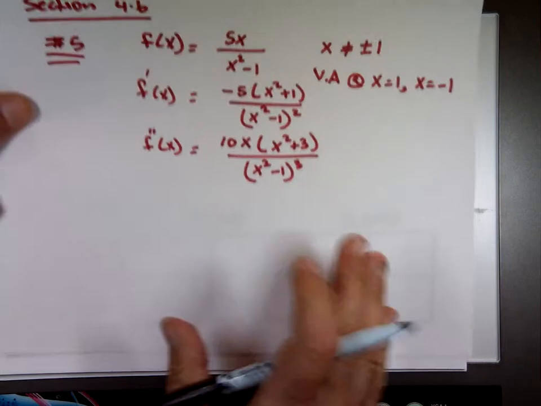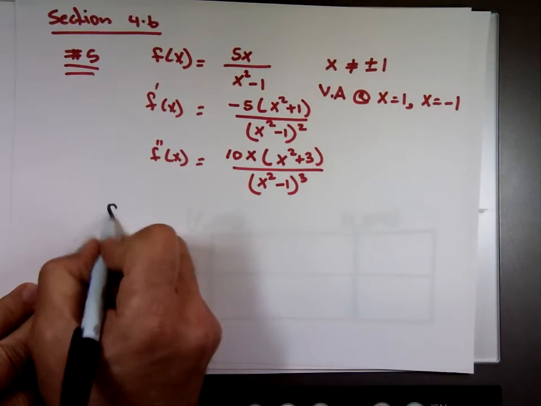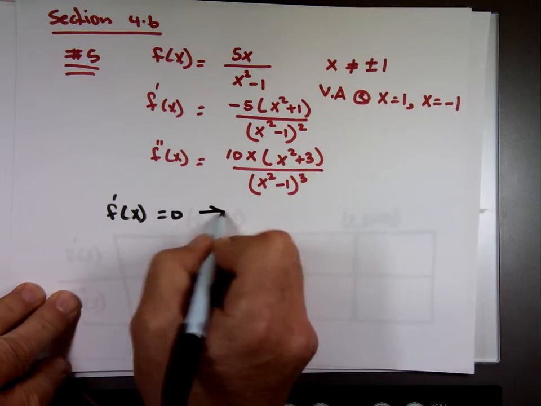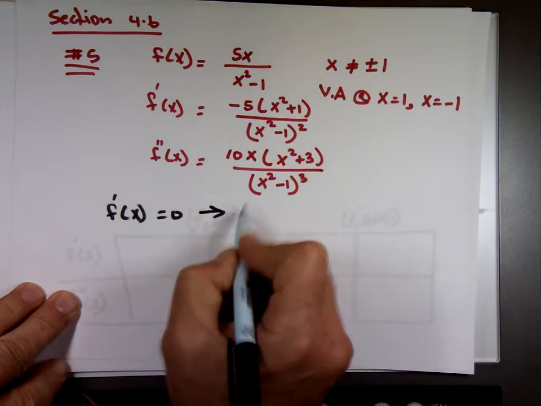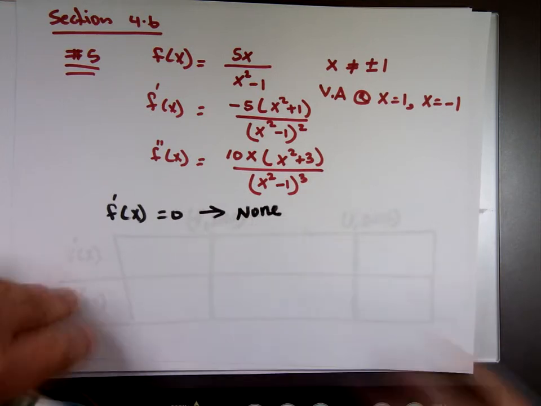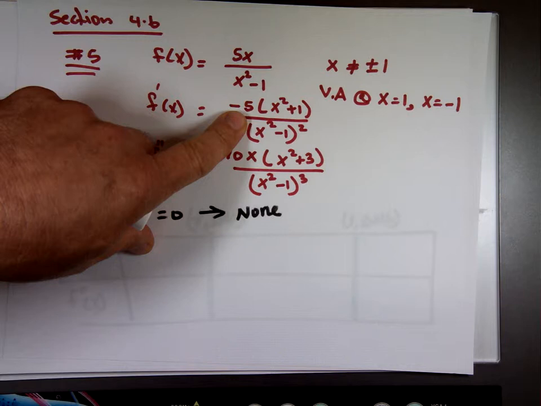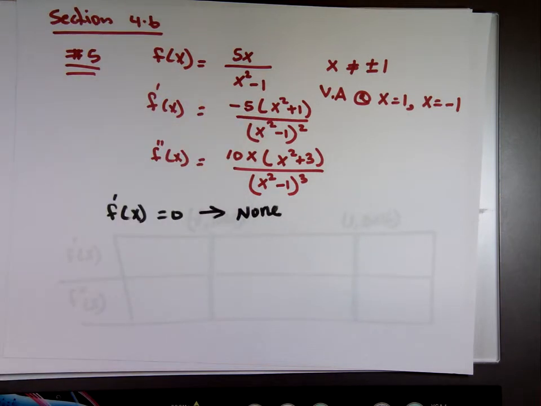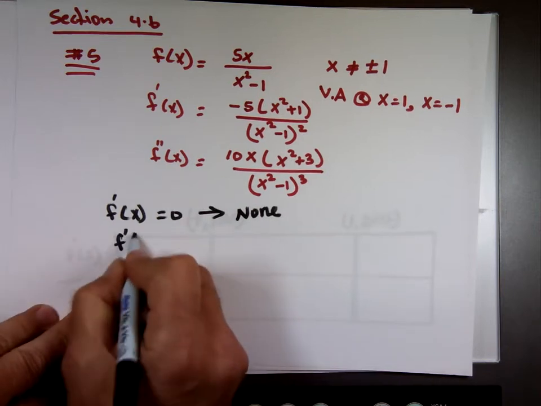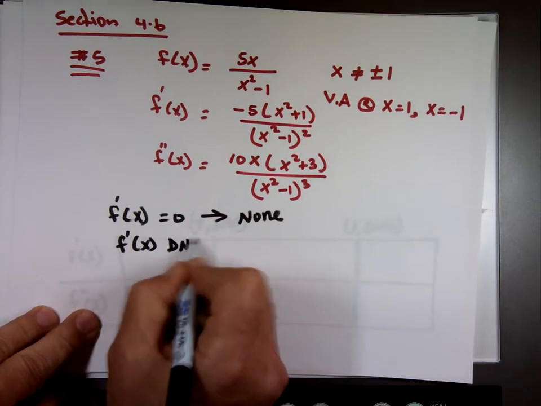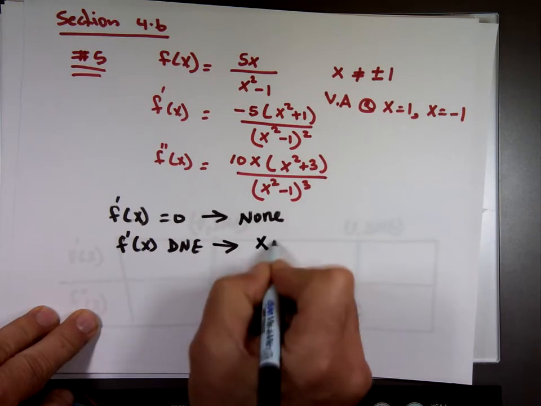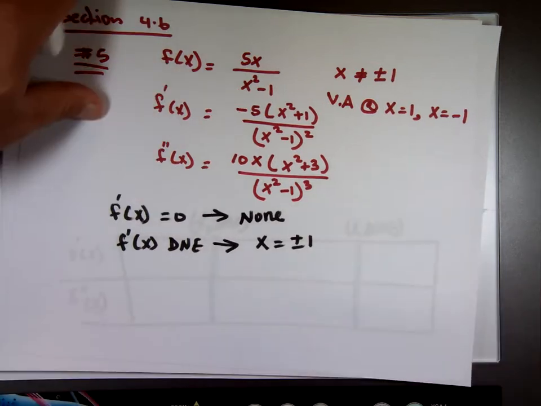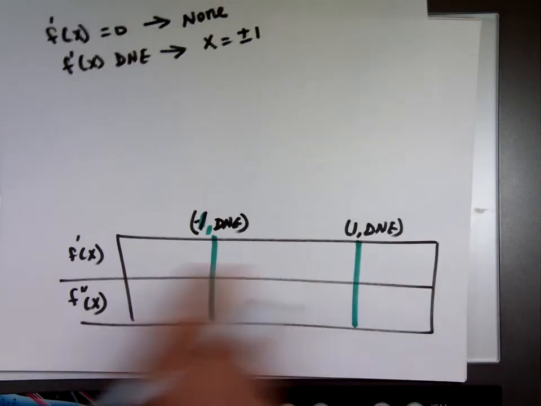Now, the critical numbers. Let's begin with the first derivative. Find out where the first derivative is equal to 0. The top will never be 0. None. Because if you set it equal to 0, negative 5 will never be 0, and x squared plus 1 will never be 0. Where is the first derivative undefined? Plus or minus 1. So we knew that. So there is no additional cut right here. That's it.